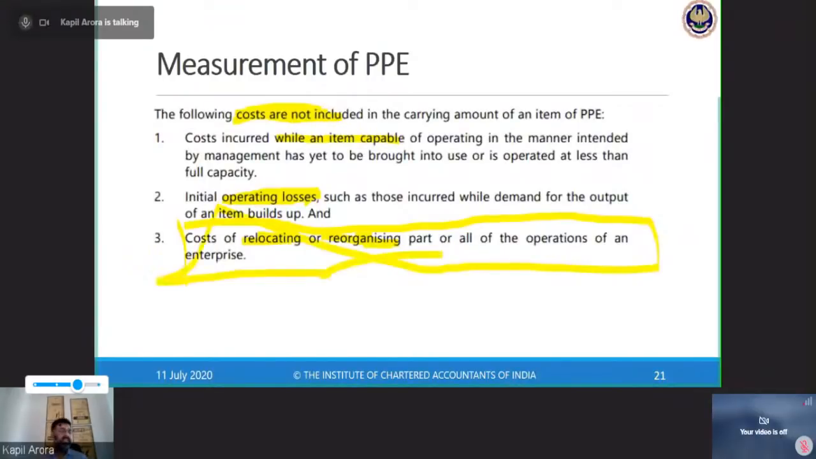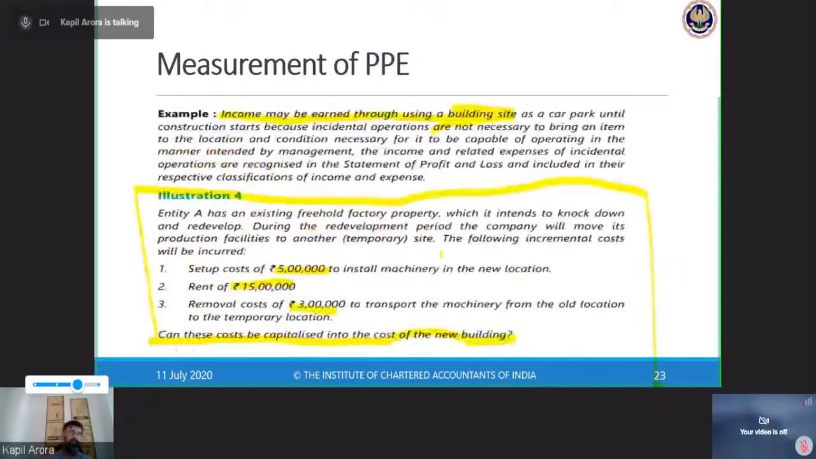So the last part here. So we have seen cost of relocating or reorganizing will never be added to the value of asset. So none of these costs will be added.